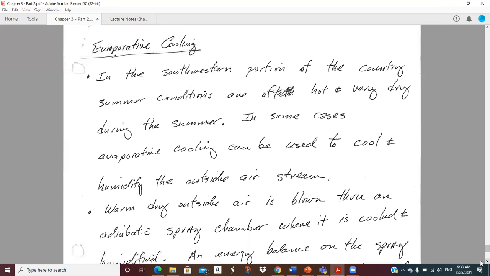Now, unfortunately, when you get up to the eastern part of the U.S., the humidity is such and the moisture in the air is such that they don't work very well, because the air coming in is not dry enough, and there's not enough potential to evaporate water vapor because the water vapor is already in the air, and so they don't work very well. So you don't see it too much.